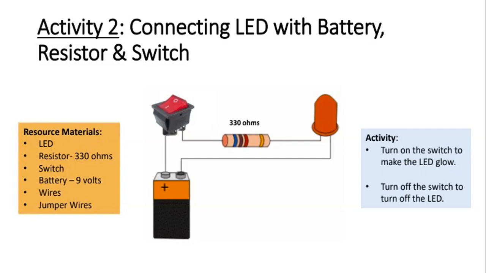What we can do is connect the positive terminal of the 9 volt battery to the switch, and the other terminal of the switch is connected with the 330 ohm resistor, and the positive terminal of the LED is connected with the resistor. This is the simple way. Then the negative terminal of the LED is connected with the negative terminal of the battery. What we will observe is that when we turn on the switch, the LED will glow, and when we turn off the switch, the LED will go off. So this is the simple activity we can do. But why 330 ohms, that we will discuss in the next lecture.